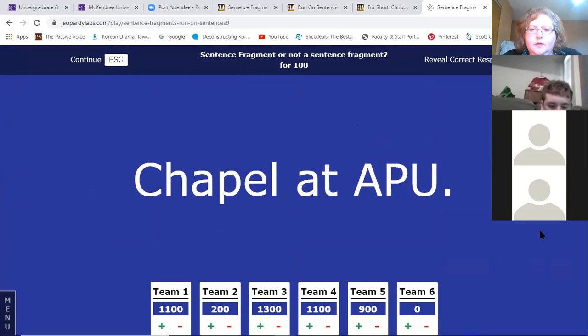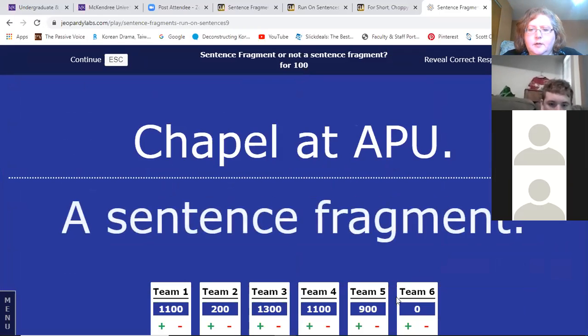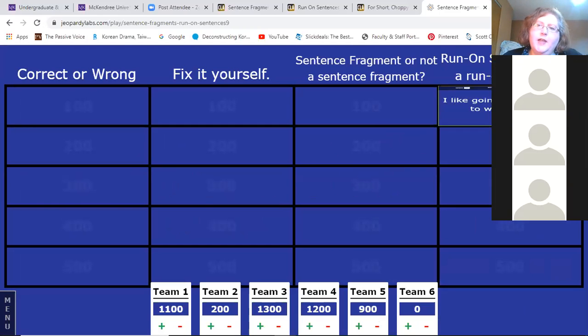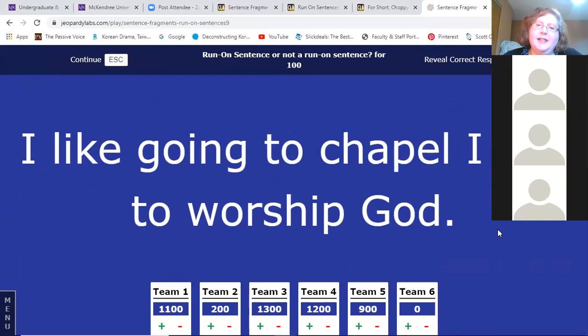This is a sentence fragment. Yes, it is. Yes. All right, Team 5, last one. I don't think I have a choice. I like going to chapel. I like to worship God. Run-on sentence. It is a run-on sentence. Yes.